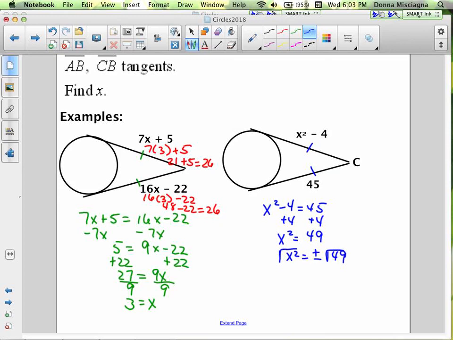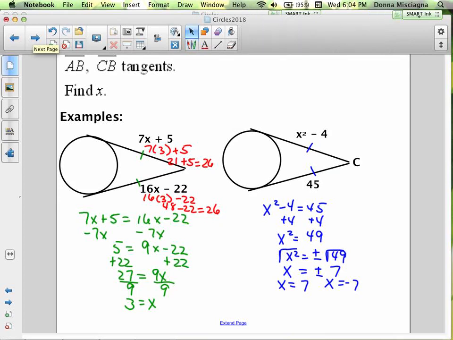But if we're solving for x, even though x is part of an expression, we do need both the positive and the negative. Now, if the negative makes our segment length negative, then we would throw that answer out. So we're definitely going to check this one to make sure that both these solutions are good. Positive and negative 7 are good. So here we have two solutions, x equals 7 and x equals negative 7. And let's plug them both in and make sure that we get 45 when we plug it back in.